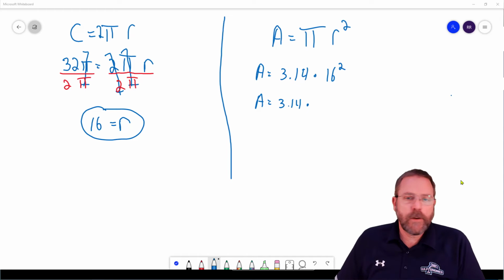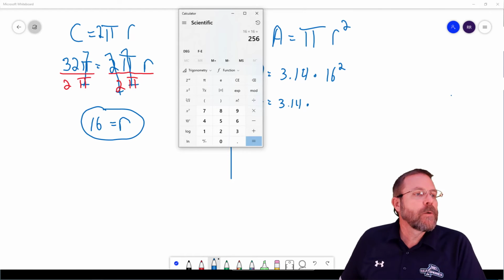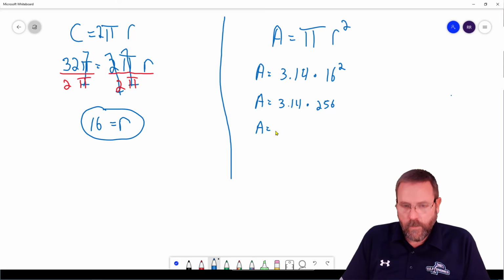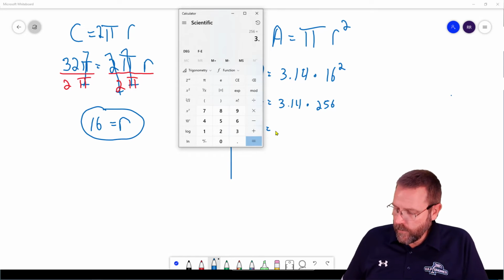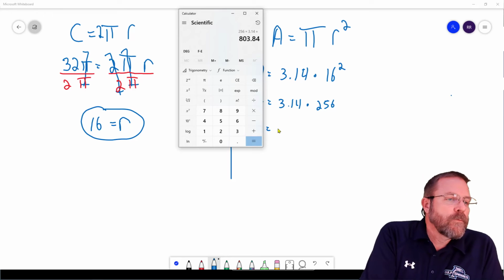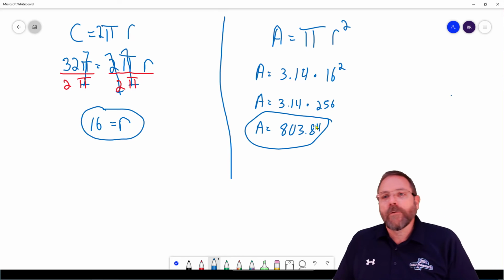Well, let's find our calculator, and we'll throw that up there. That's going to be 16 times 16, which is equal to 256. And when we multiply that times our 3.14, we get an answer of 803.84 as being the area of that circle.